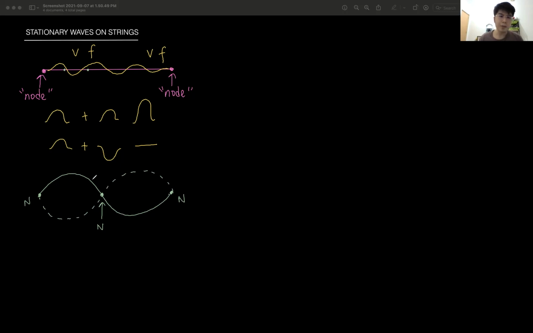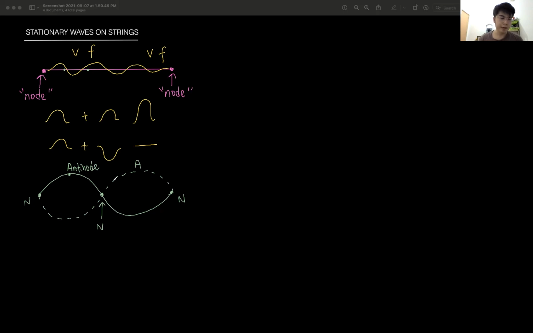So what happened to the string here? The string bounces back and forth like this. In between two nodes is what we call the antinode. The antinode is the point where it gains amplitude. So we have an antinode here, and then an antinode here, and the rest is node.